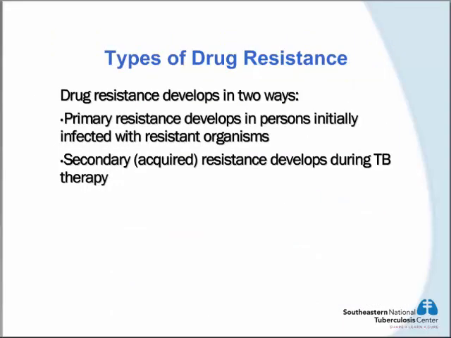And it's important to remember that there are 2 types of drug resistance: primary resistance and secondary resistance. We call it primary resistance when a person gets infected with resistant organisms from the get-go, versus secondary or acquired resistance, which is when the person develops resistance during therapy, and this is when they are not on the correct therapy or not on enough drugs, or they are not adherent to their regimen.